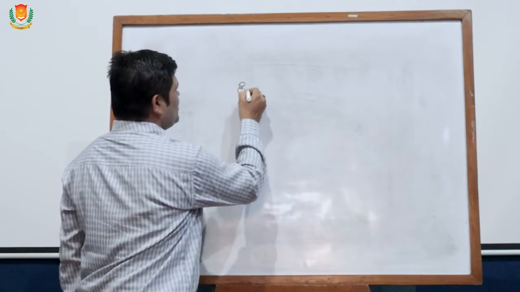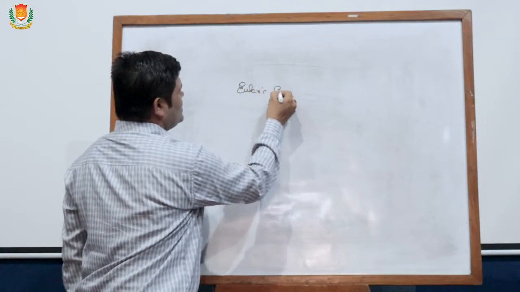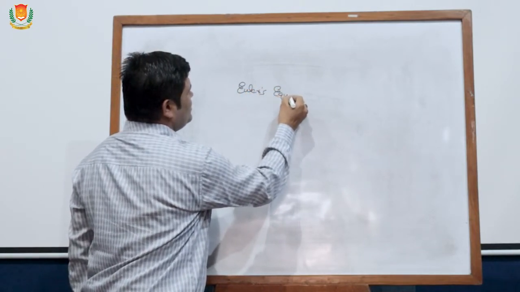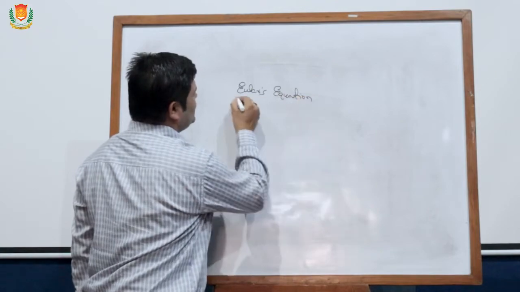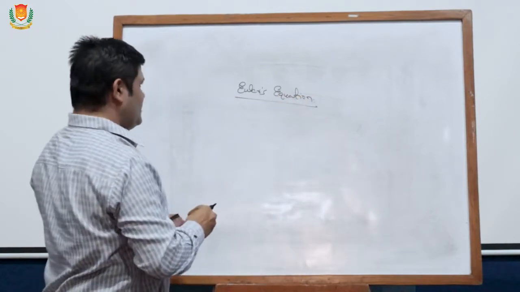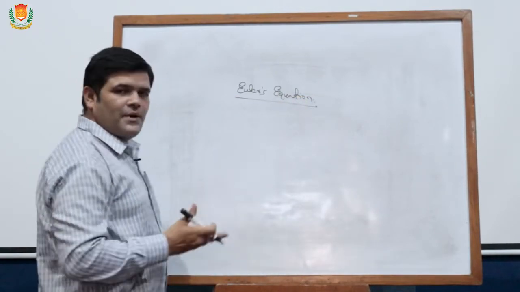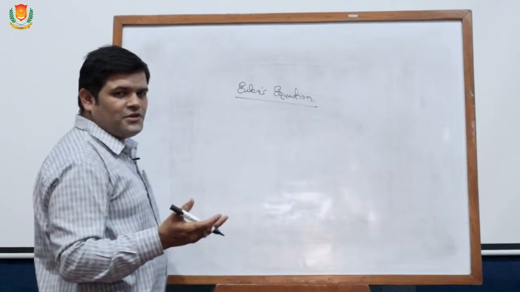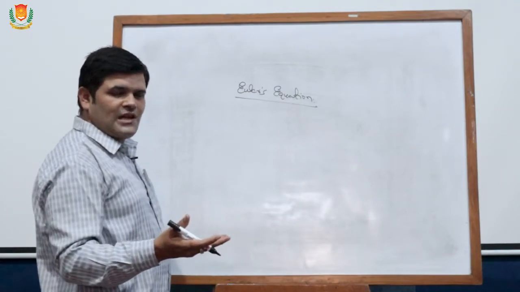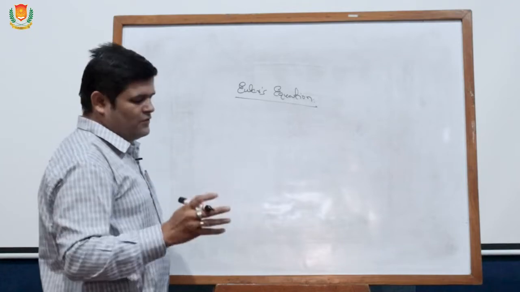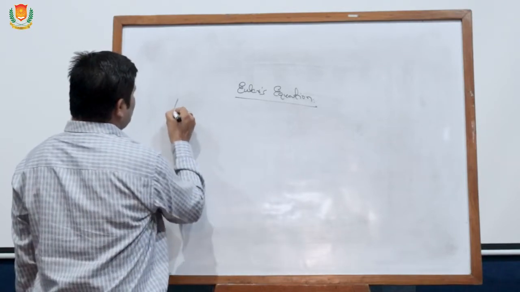Euler's equation is a topic of calculus of variation. First of all, I'll give you the statement of Euler's equation, what Euler's equation states, and after that we are going to do the proof.